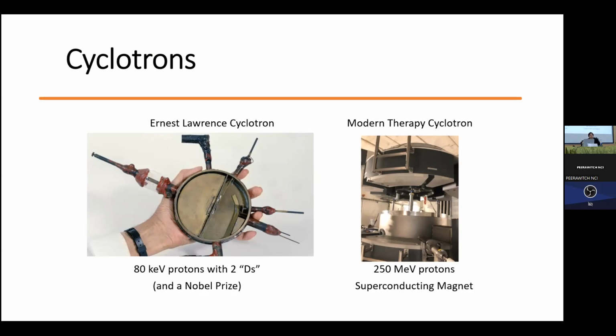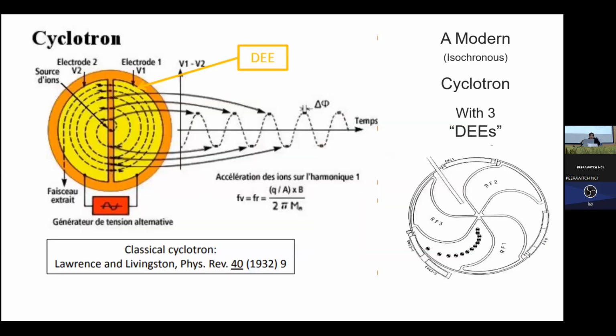the Nobel Prize was awarded for the cyclotron discovery. This is very low energy. I think this is a few keV. But anyways, that was the first cyclotron, and here's one for particle therapy. So, mentioned before, the basic concept.